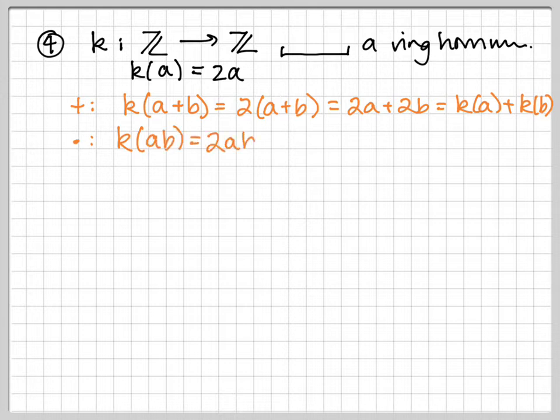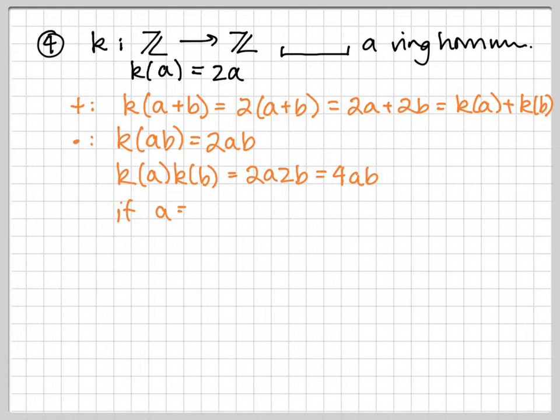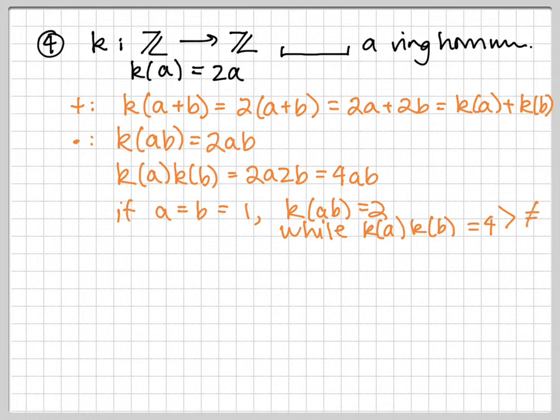When I look at multiplication, k of ab is 2 times the input, which is 2 times ab. But k of a times k of b is 2a times 2b, and that's 4ab. And that's not going to be equal almost ever, unless, I guess, one or both of those things are 0. If a and b are both 1, we get a nice counterexample. k of ab is 2, but k of a times k of b is 2 times 2, which is 4. So this does not preserve multiplication. We can go up to that blank in the top and write that this is not a ring homomorphism.